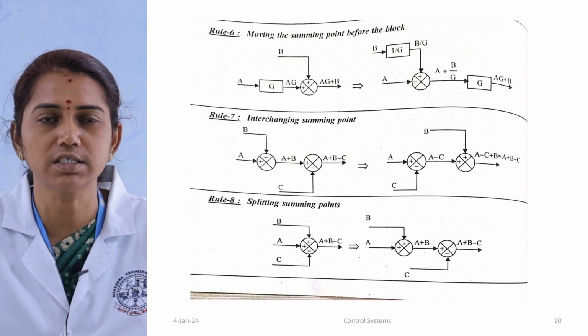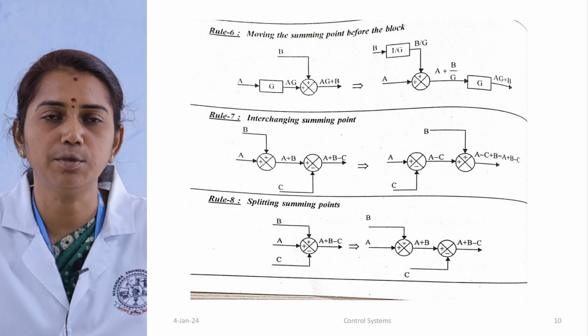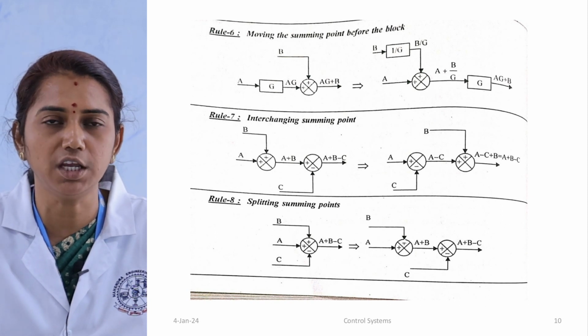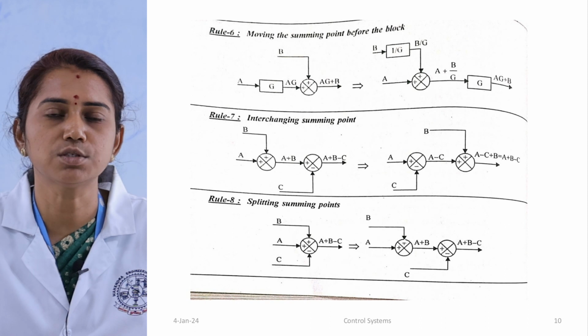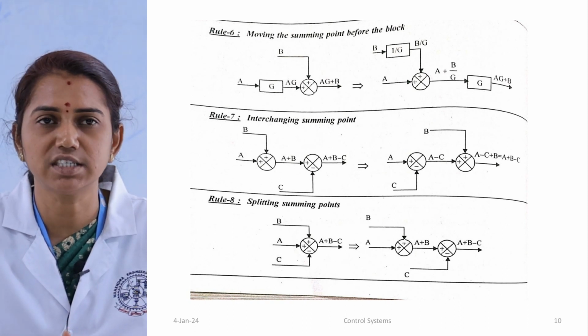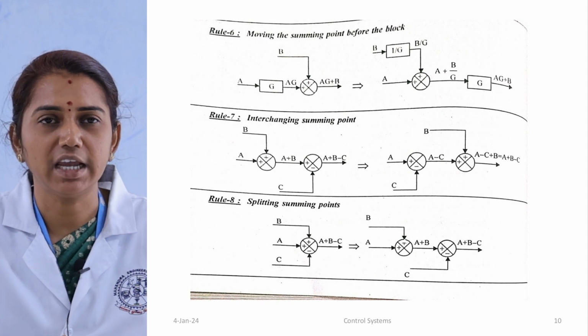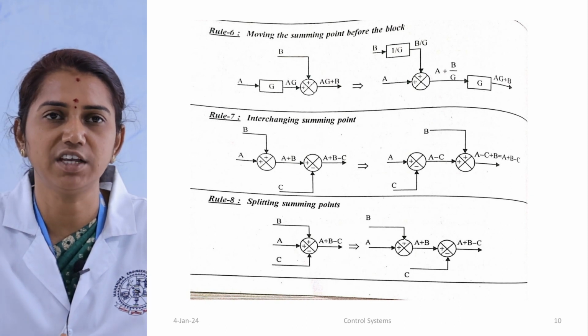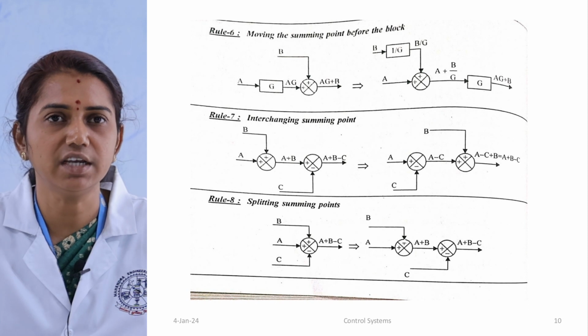Splitting of summing point means that a single summing point with three inputs is split into two summing points. In this first diagram we are giving three inputs, A, B and C. A and B have a positive sign, and C has a negative sign.